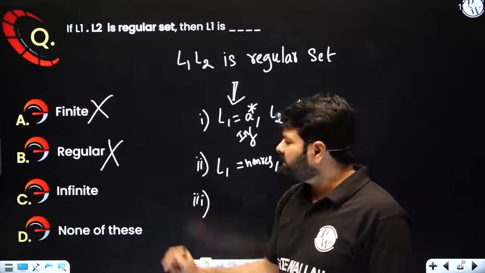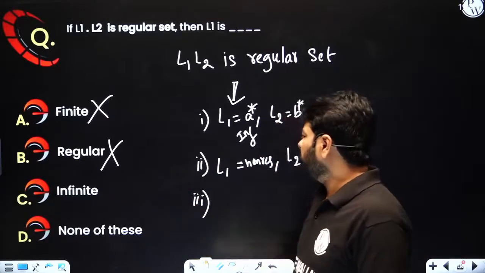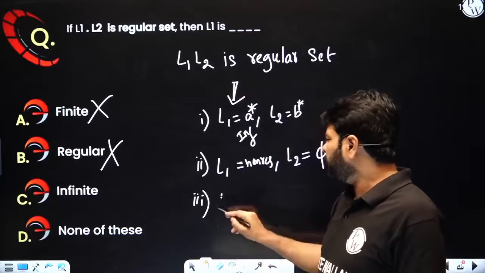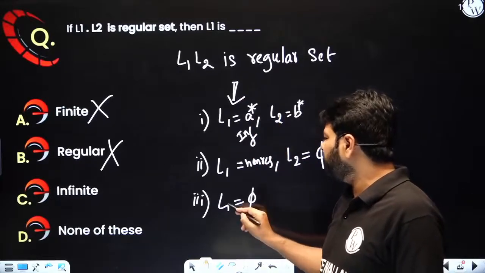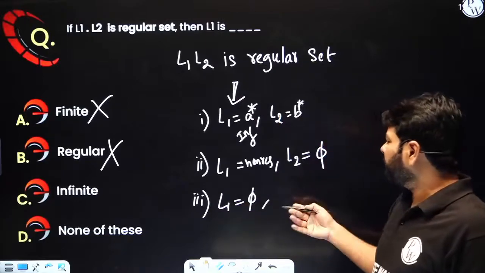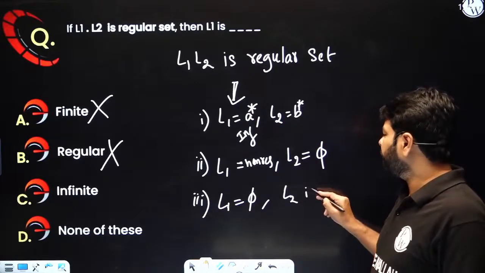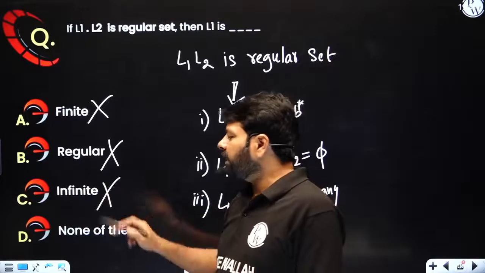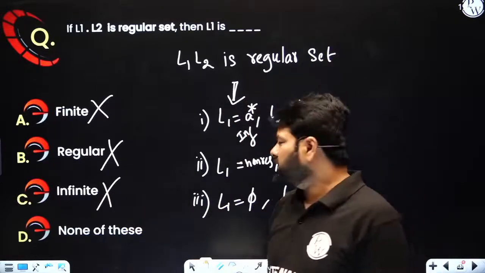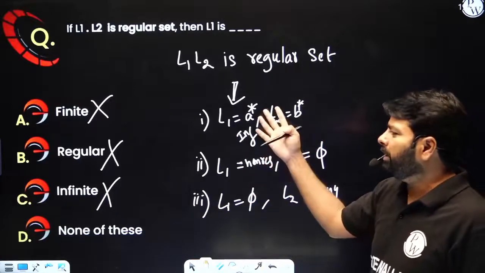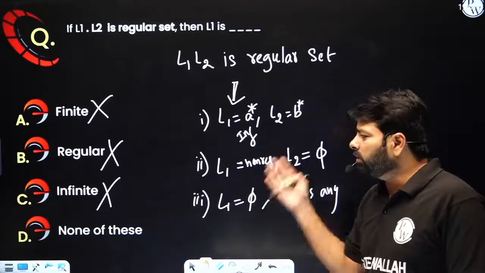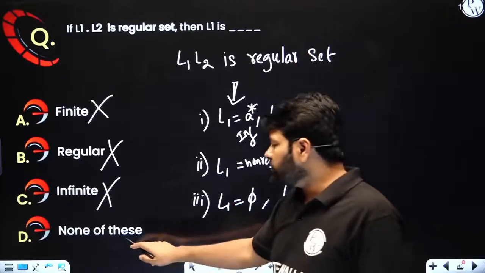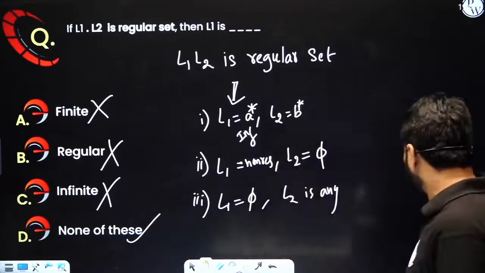Now someone says that L1 is infinite. Is L1 always infinite? Can I put L1 is finite? In the finite case, I just take the empty set. Enough. You take any L2, I don't care. L2 is any, and the result is definitely regular. So infinite is also a wrong statement. You can't assume L1 is always infinite. So it may be finite, it may be non-regular, it may be infinite. All the possibilities we have. L1 may be regular in some situations too. So none of these would be the appropriate answer.